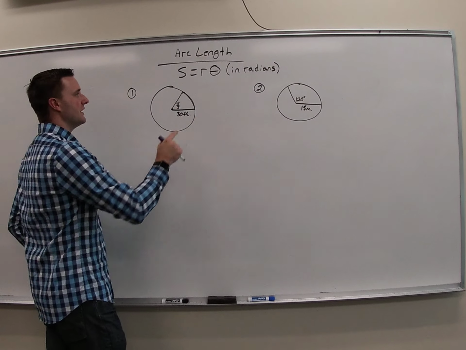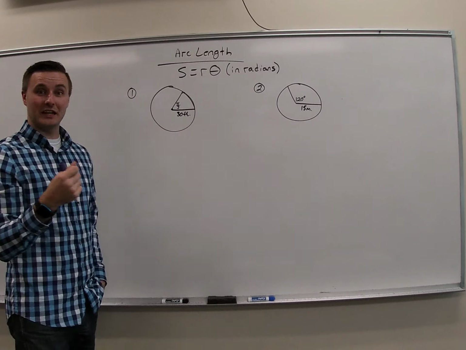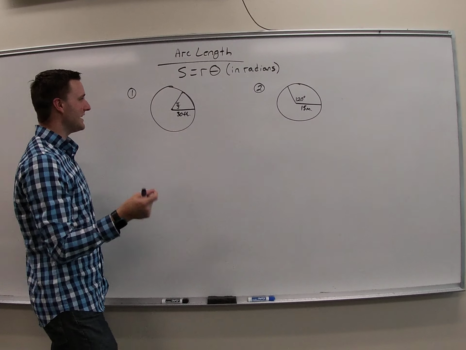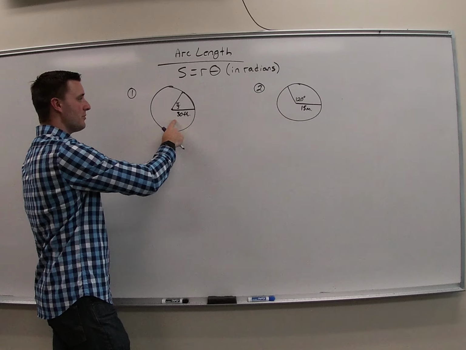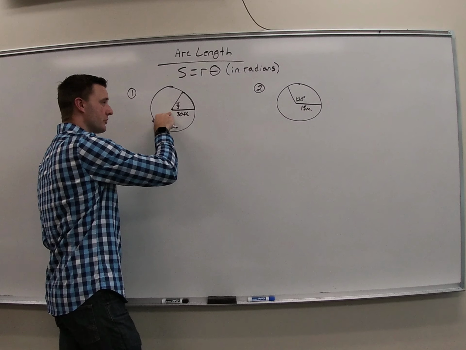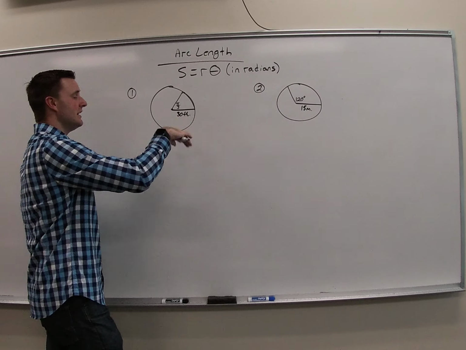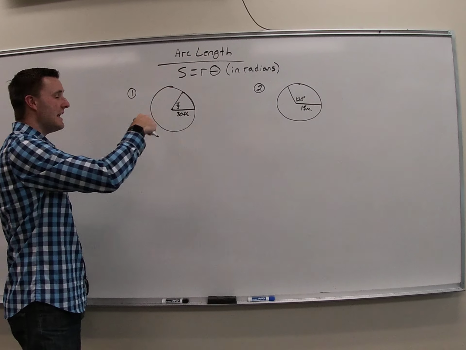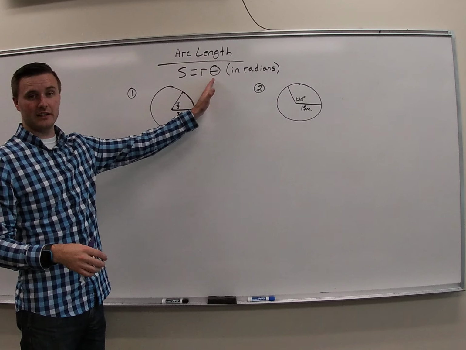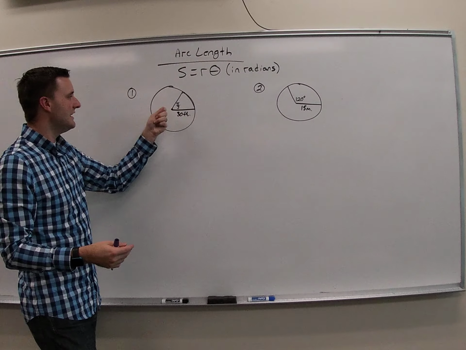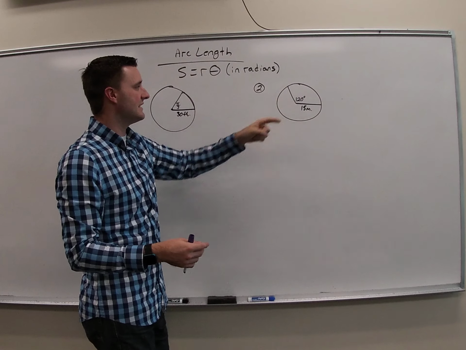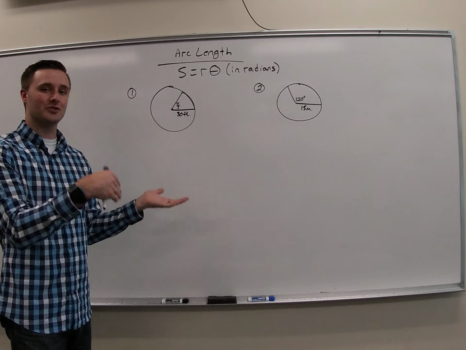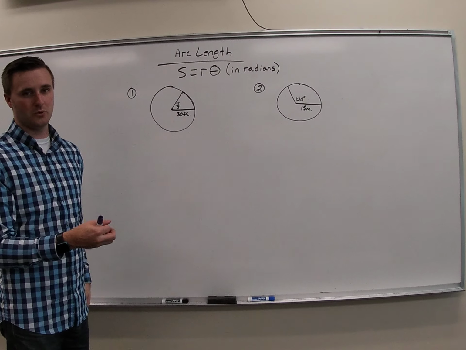Well, we have this formula: S, apparently A for arc length was taken because of area, equals the radius of that circle, remember, radius is from the center of your circle to any edge, times the angle measure represented by the Greek letter theta. This angle measure has to be in radians. So what we'll see in number 2 is that it's given to us in degrees, so we have to convert it to radians before we can use this formula.